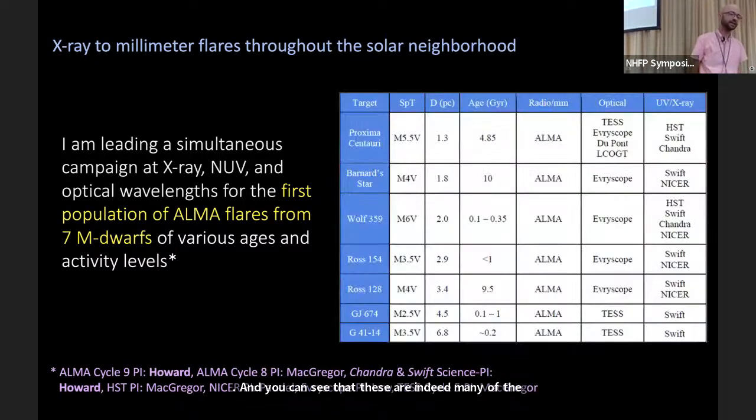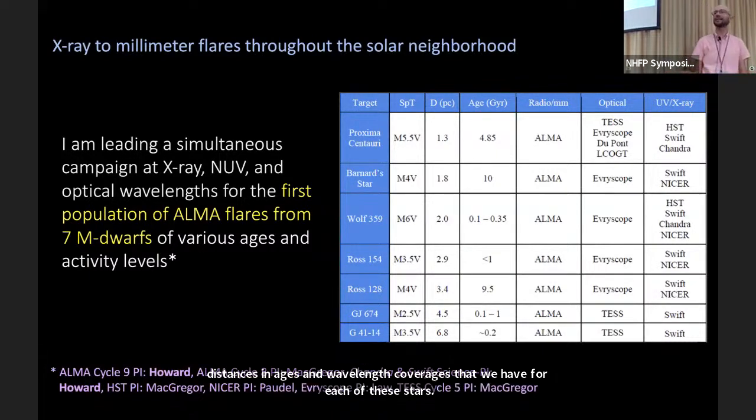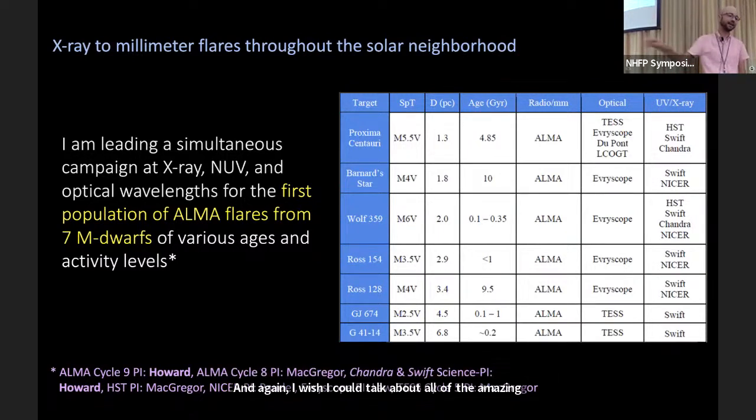And I want to also show this data in a table format just to really bring home the different spectral types and distances and ages and wavelength coverages that we have for each of these stars. And again, I wish I could talk about all of the amazing science that we're going to do across all of this data, but for the sake of time, I'll just illustrate one of these things.